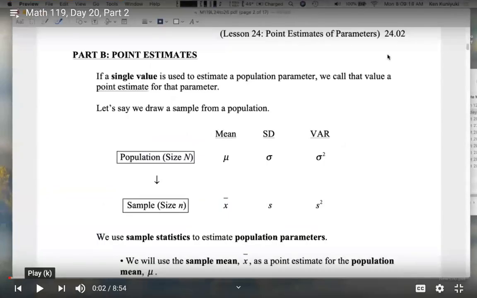Okay, so that was an intro. Okay, any questions? So this is where the art comes in, inferential statistics.